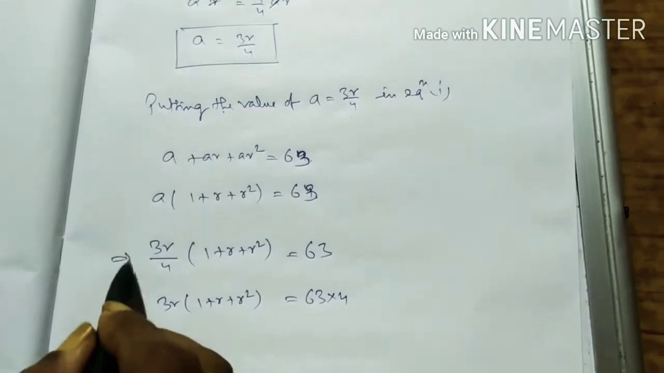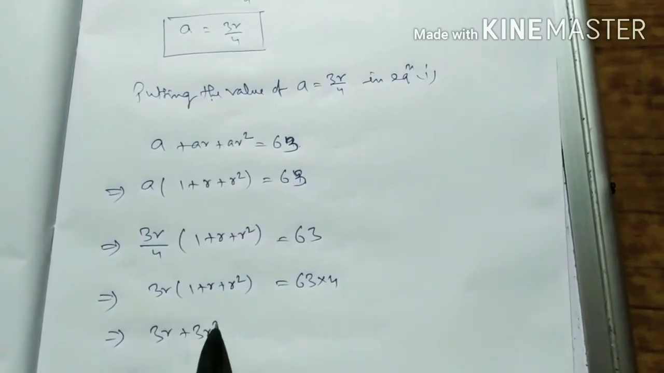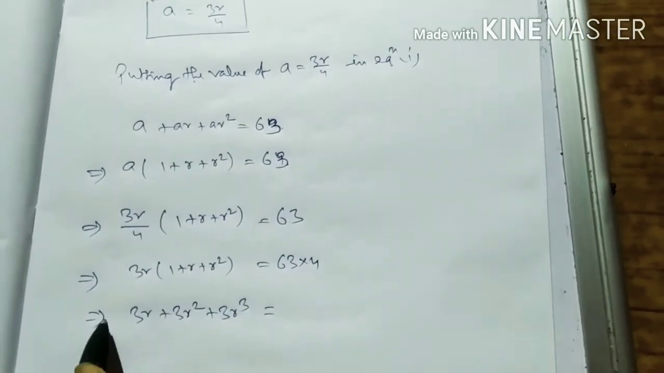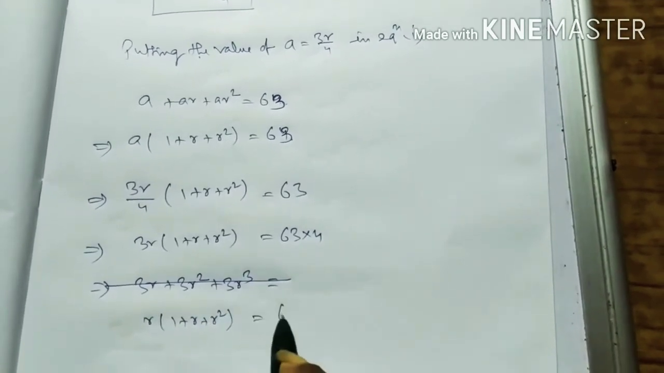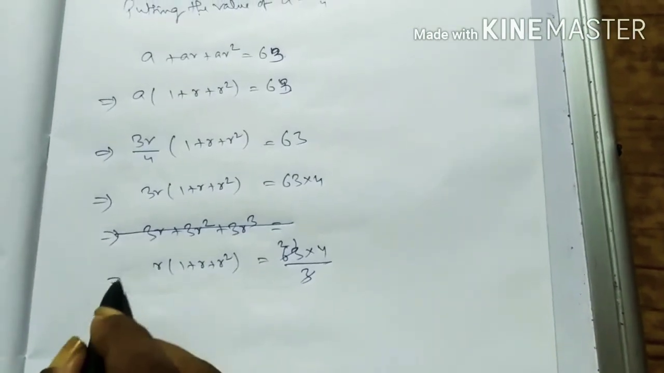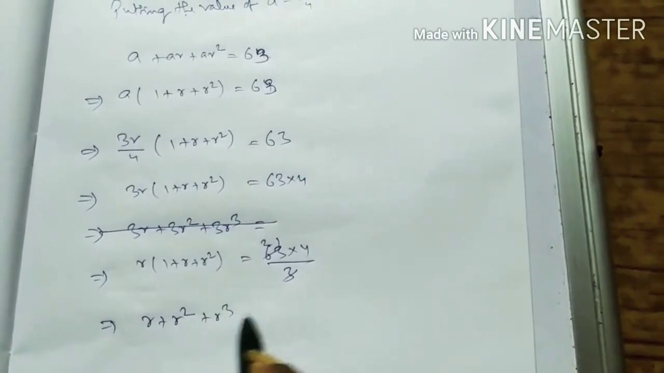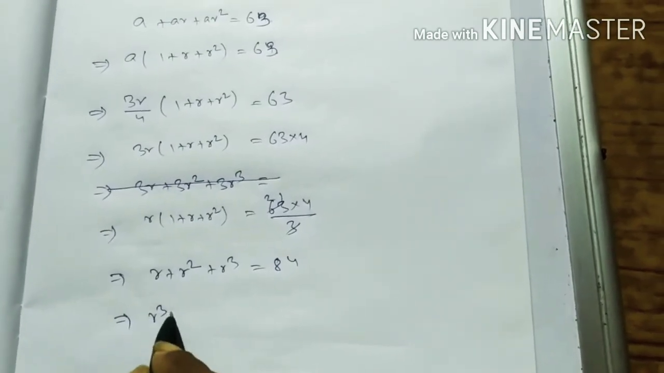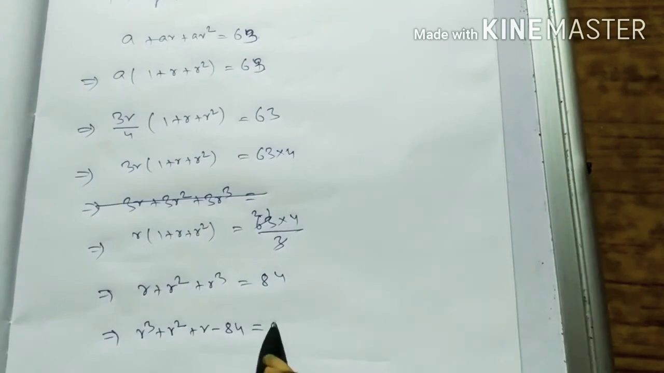This implies that, instead of this, let me do it like this. r (1 plus r plus r square) is equal to 63 into 4 divided by 3. 3 21s are 63, so here this is r plus r square plus r cube is equal to 21 into 4, 84. So r cube plus r square plus r minus 84 is equal to 0.